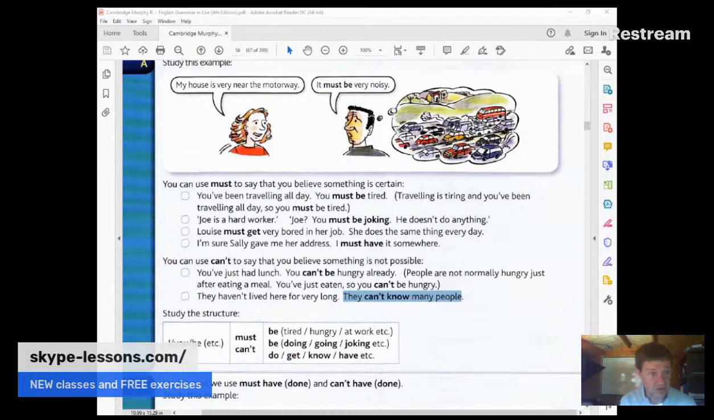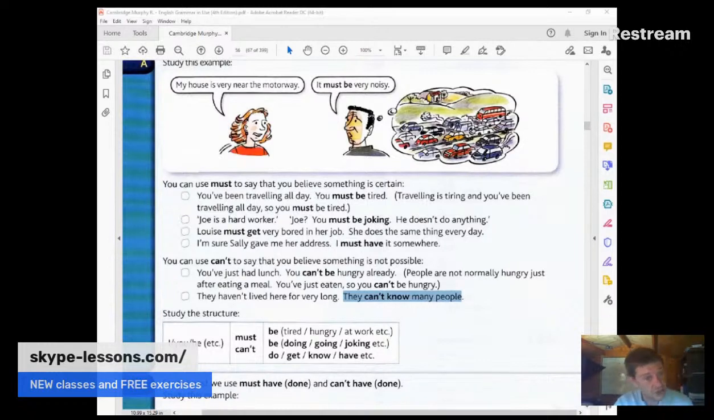You're using a continuous form. And yes, you can use continuous forms with modal verbs if you want to say you're in the middle of something. Yeah, he can't be sitting in the middle of an exam. Yeah, so we use those continuous forms still with modal verbs as well. But we don't only use continuous, we use perfect forms too. Must have done, can't have done.